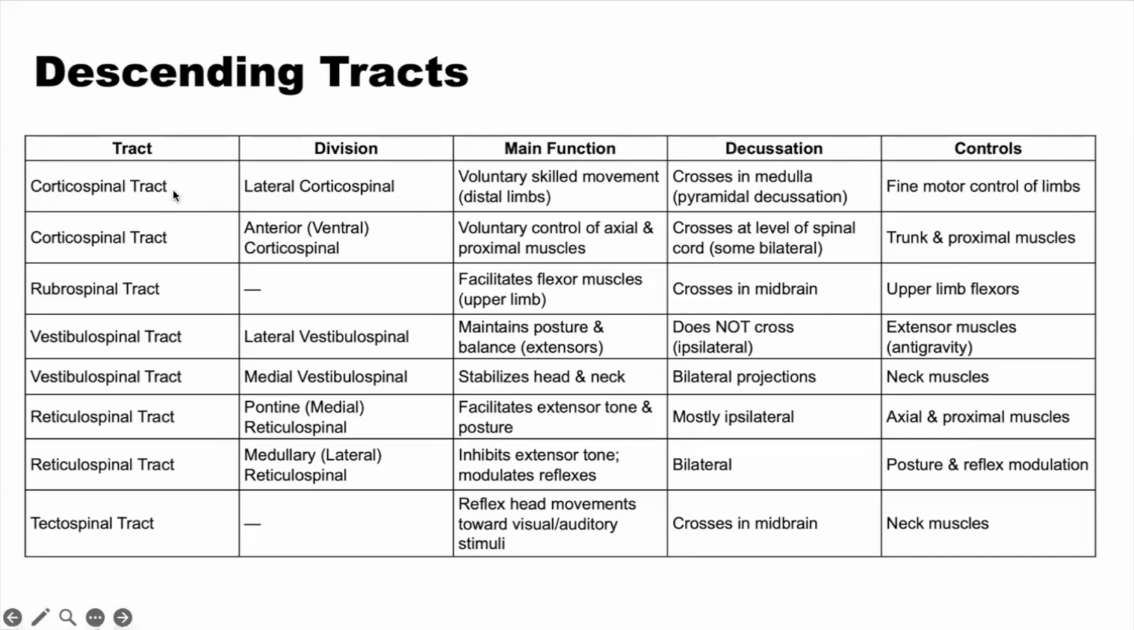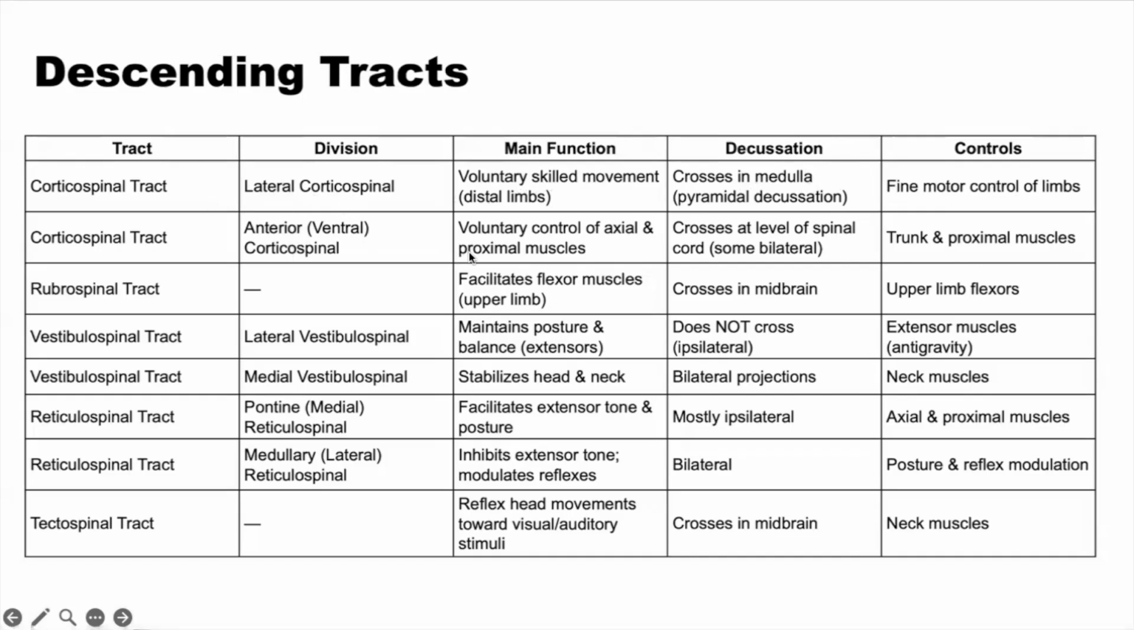The corticospinal tract carries motor signals from the cerebral cortex, and it is for fine motor control. It's a voluntary skilled movement, and it crosses in the medulla, and it is mainly responsible for fine motor control of the limbs. And that's the lateral part.